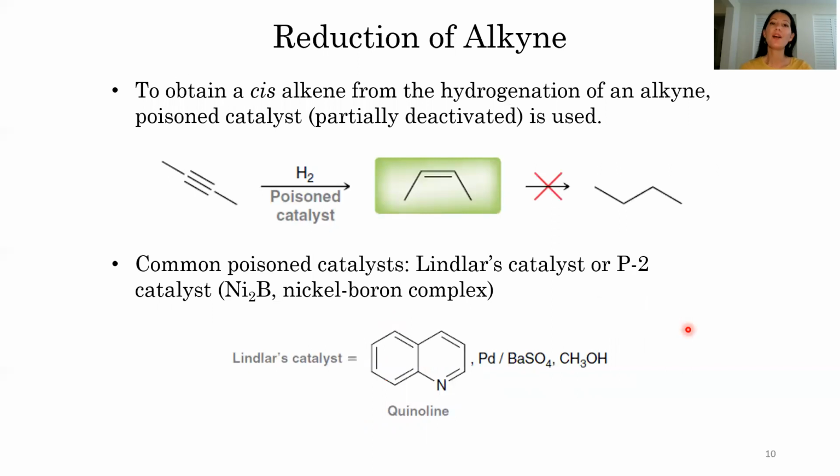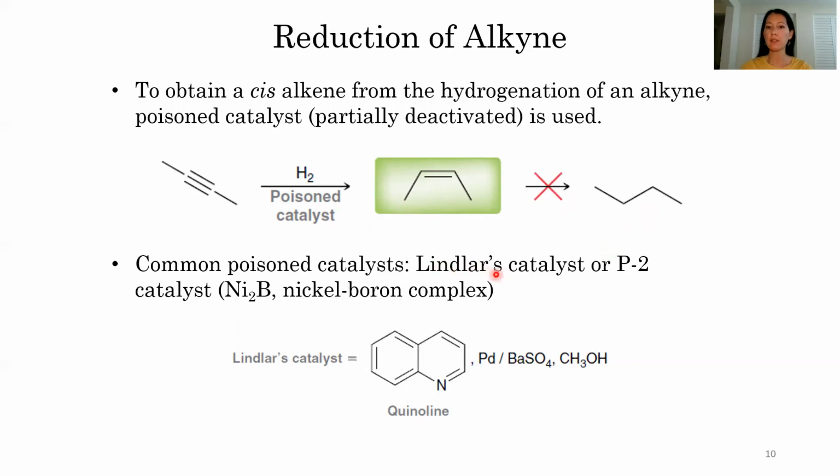But what if you don't want the alkane? What if you do want to stop at the alkene intermediate? So you can obtain the cis-alkene, and what we use is hydrogen again, but we use what's called a poison catalyst. So basically a catalyst that's been deactivated or doped in some way, poisoned in some way, so that it stops at the alkene, and the alkene is not reactive enough to go further to the alkane.